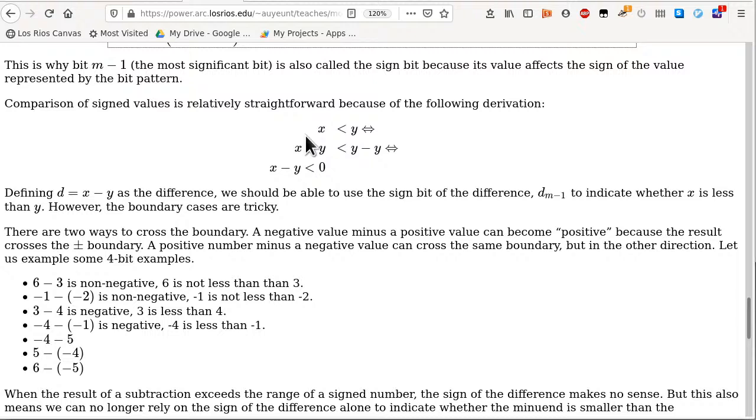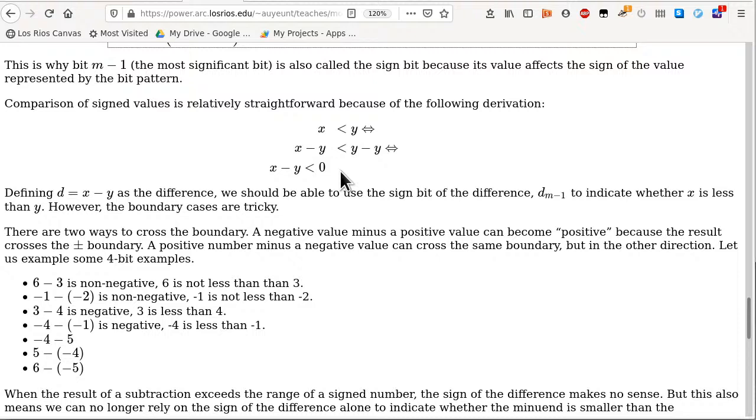So instead of using v of x versus v of y, I just make it simpler by saying x and y. When we look at this, just as in algebra, it makes perfect sense. X is less than y if and only if x minus y is less than y minus y. Because if x is less than y, and I take away the same amount from both sides of the comparison, it would still be less than. The left hand side would still be less than the right hand side.